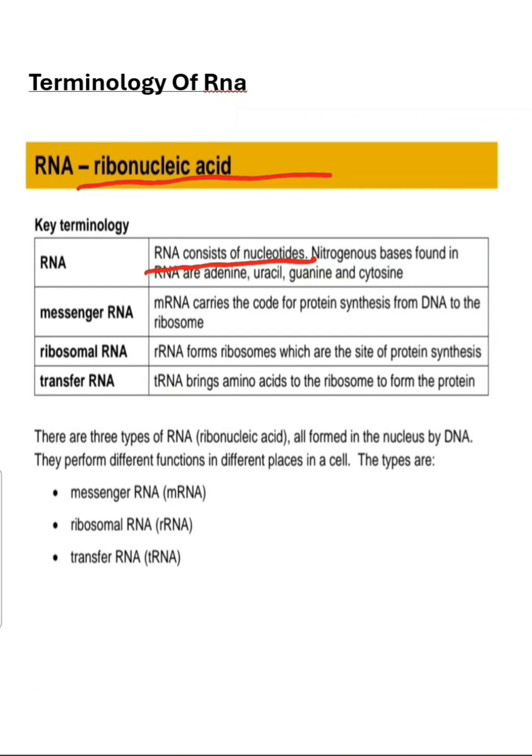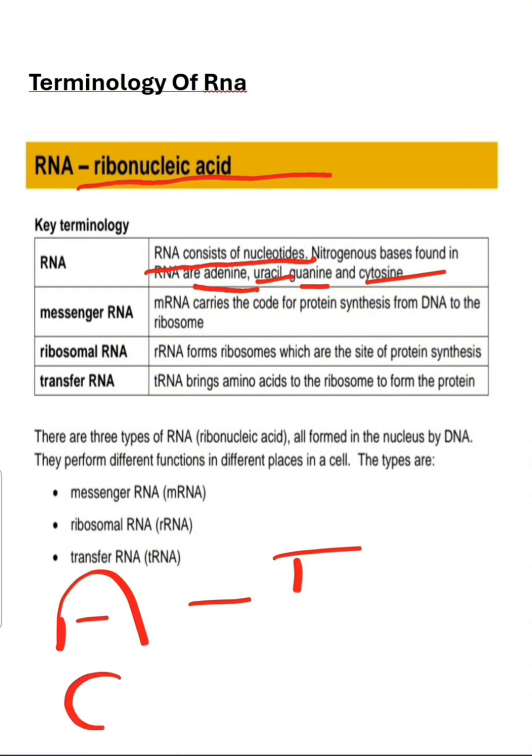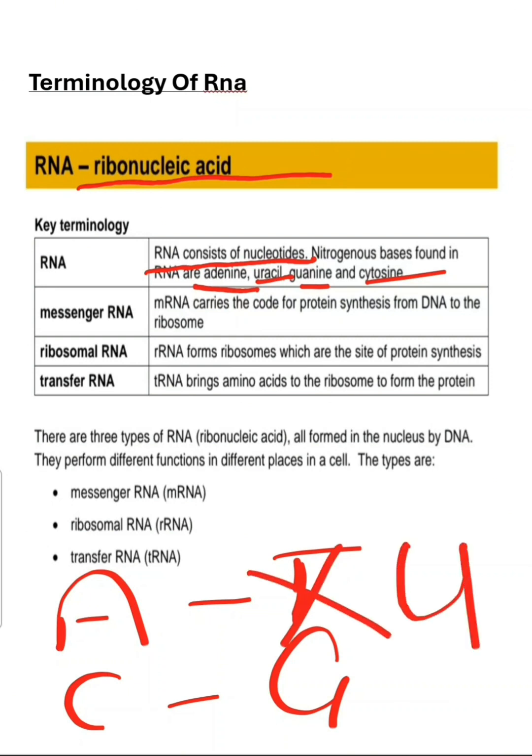All right. So the nitrogenous bases that are found in RNA are adenine, uracil, guanine, and cytosine. In DNA, you have seen that the nitrogenous bases are adenine, thymine, cytosine, and guanine. So in RNA, the thymine is replaced with uracil. So this is one of the differences in RNA.